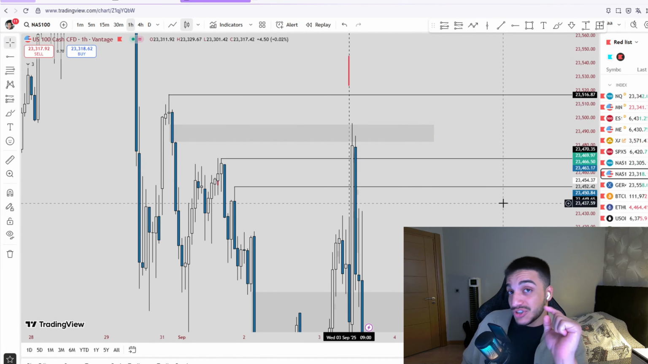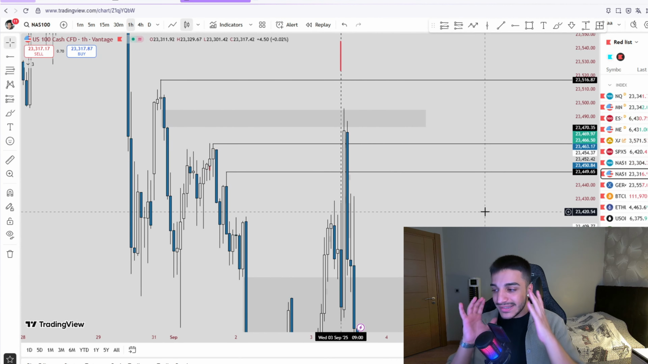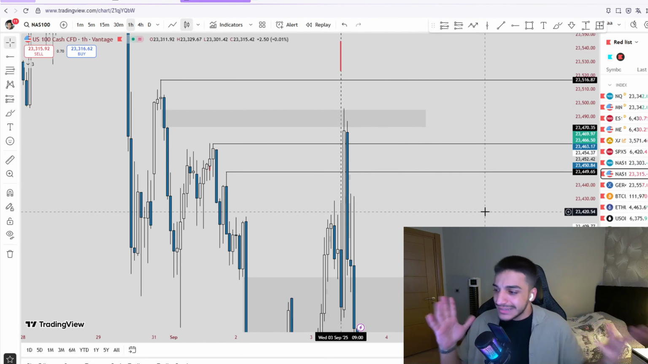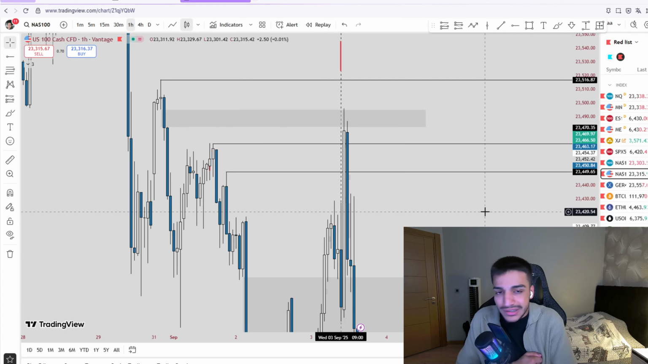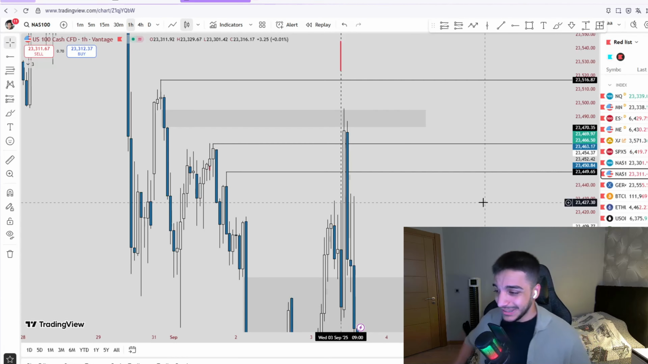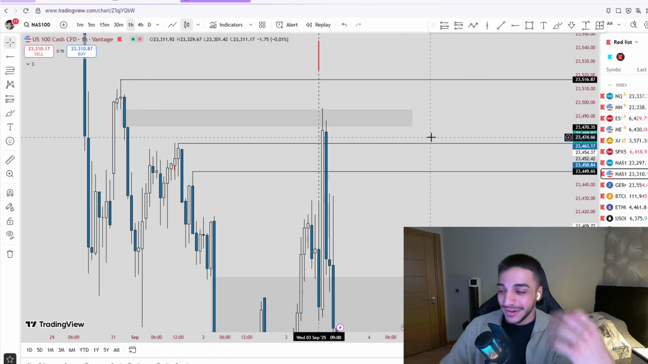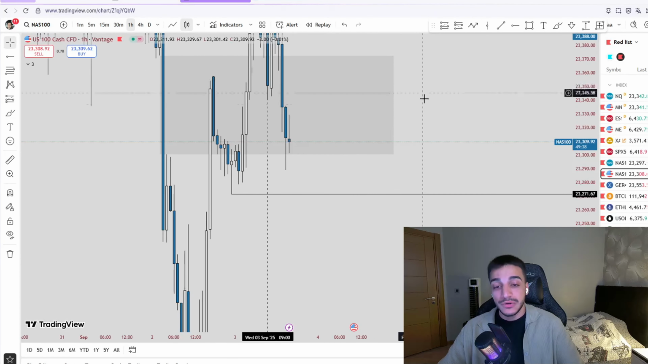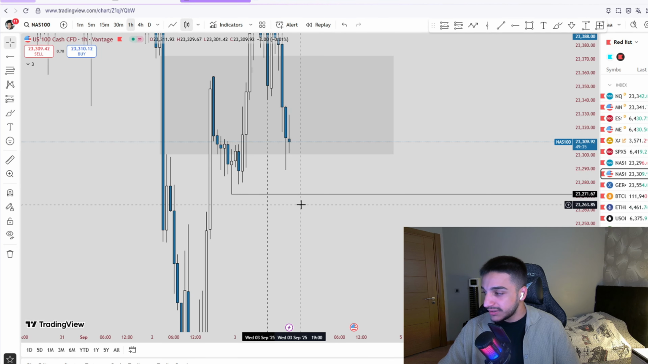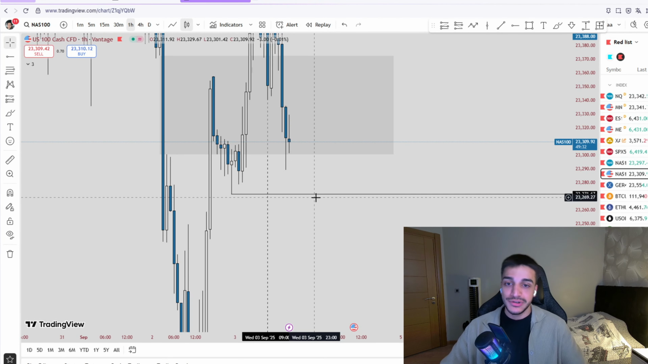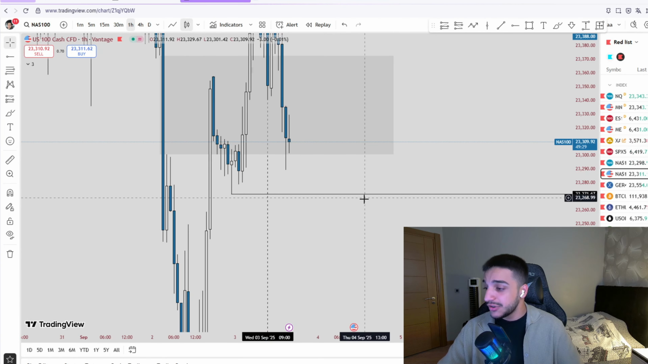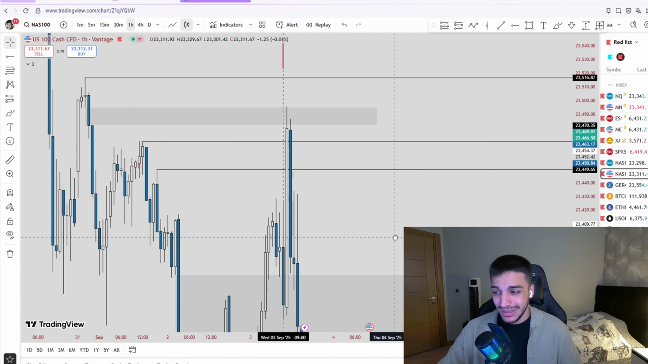So this could change our mind, please understand me. When we see a rejection in the 1 hour time frame, we can believe that price will go lower and take this liquidity, because these are pending orders. It has to take this liquidity to go higher. I hope you understand me, guys.